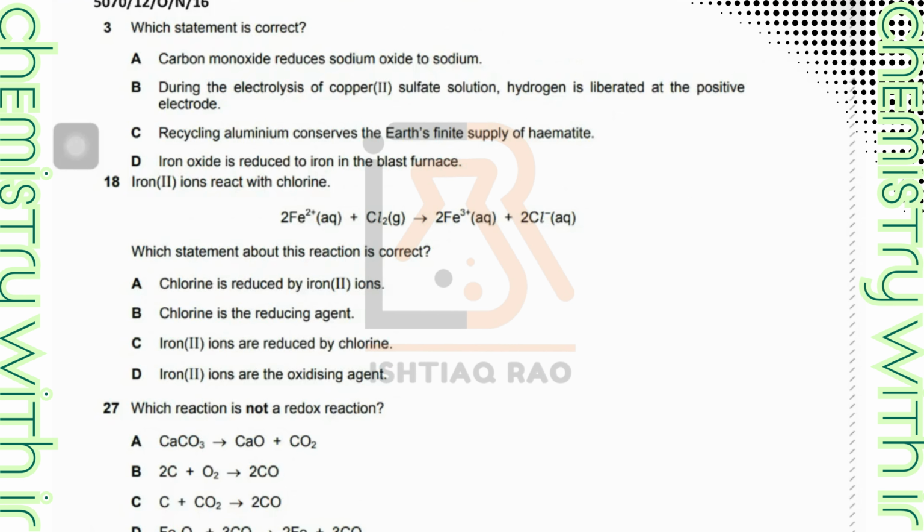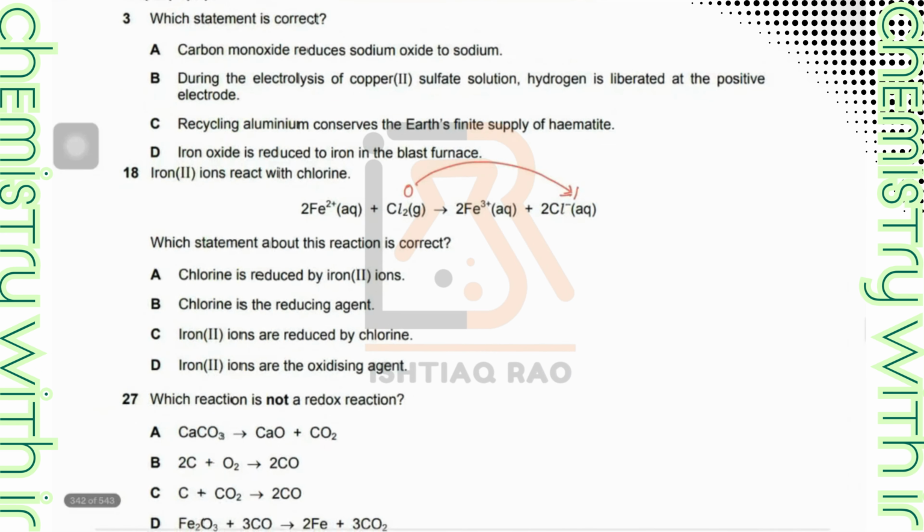Sir, is it A? Chlorine is reduced, 0 to -1. Reduction is the decrease in charge. 0 to -1 is a decrease in charge. So yes, I can say chlorine is reduced by iron 2 ions.